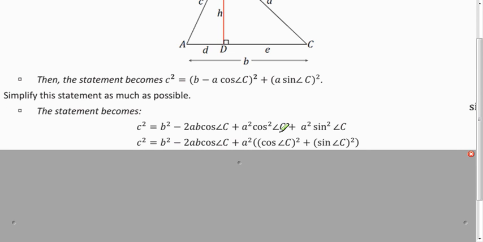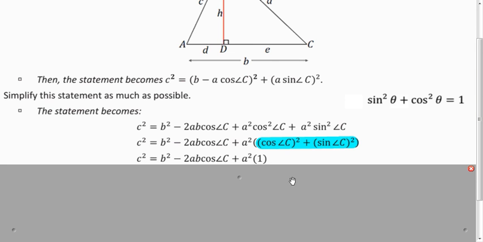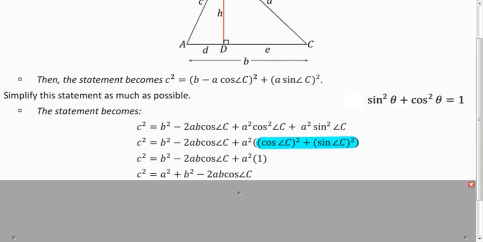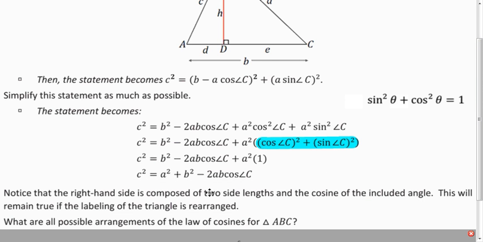What can we do with this expression? What's that equal to? Well, we saw in a previous lesson that that is the Pythagorean identity. So this whole expression in blue is equal to 1. So now we got rid of the sine. And all we've got to do is rearrange things here, and we have the law of cosines. So notice that the side that we're looking at over here corresponds to the angle that we're using inside the cosine. That's true no matter how we write the law of cosines.